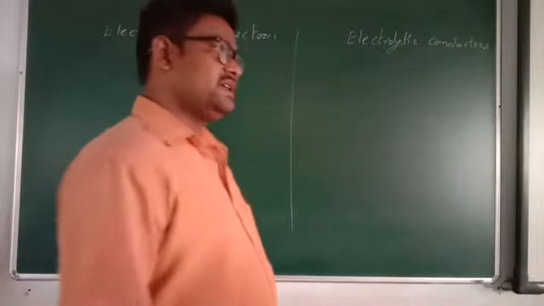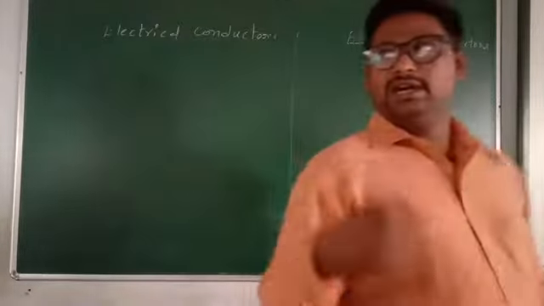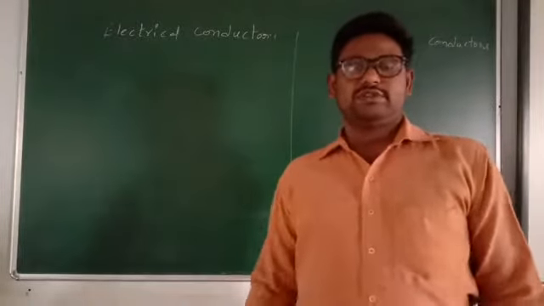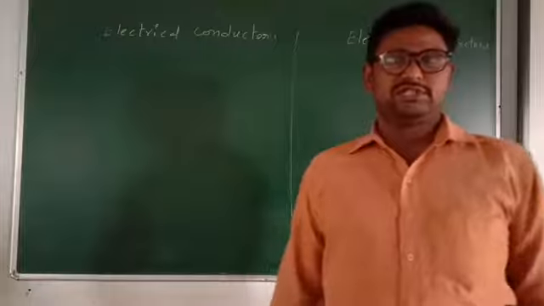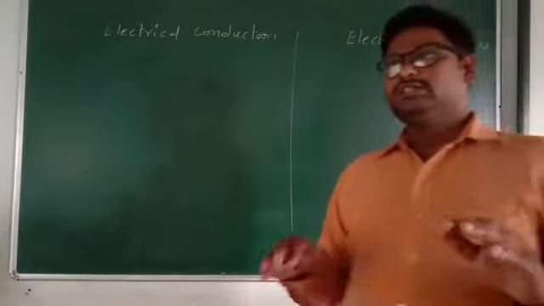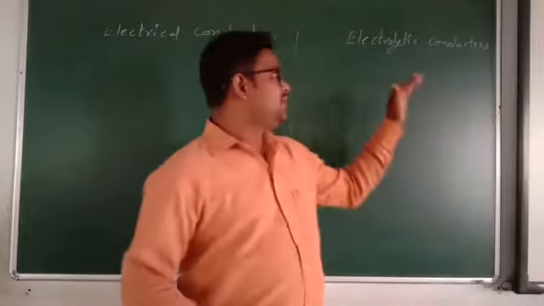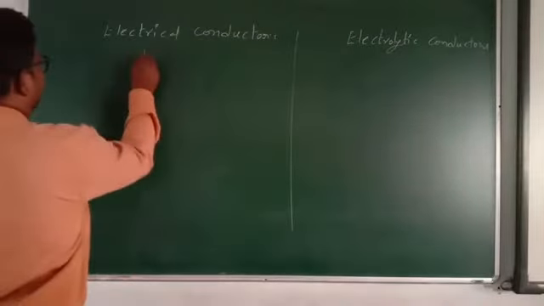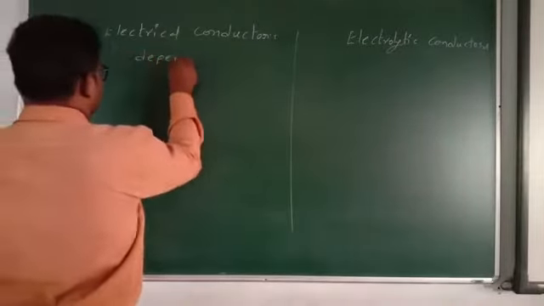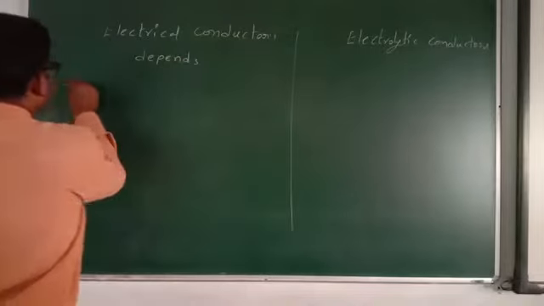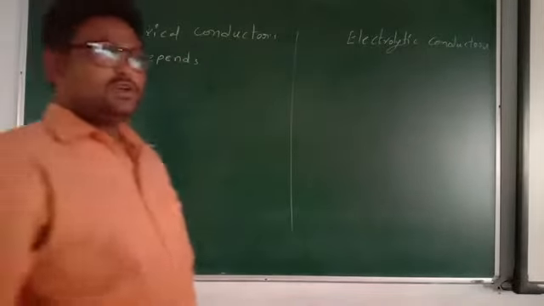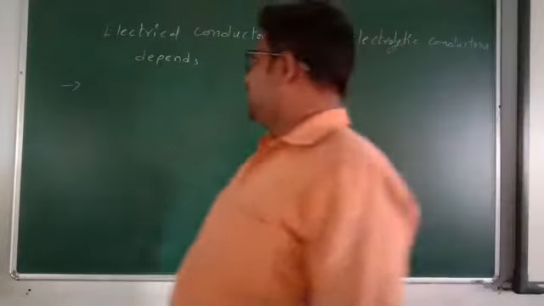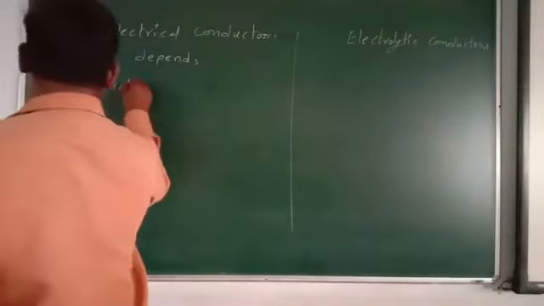Examples: HCl, KCl, NaOH solution, KOH solution, Ca(OH)2 solution, and NaCl solution, CaCl2 solution. These are all electrolytes. Now, electricity flow through the electrical conductors depends on the nature and the structure of the material.